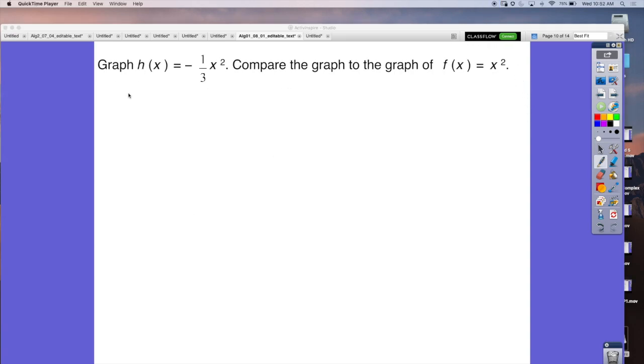For this problem, h of x equals negative 1/3 x squared. So just looking at the problem right now, comparing it to the parent function, what is the first thing, and I want you to approach this going left to right. So going left to right, what's the very first thing that you see? A negative. So that means that it is a reflection.